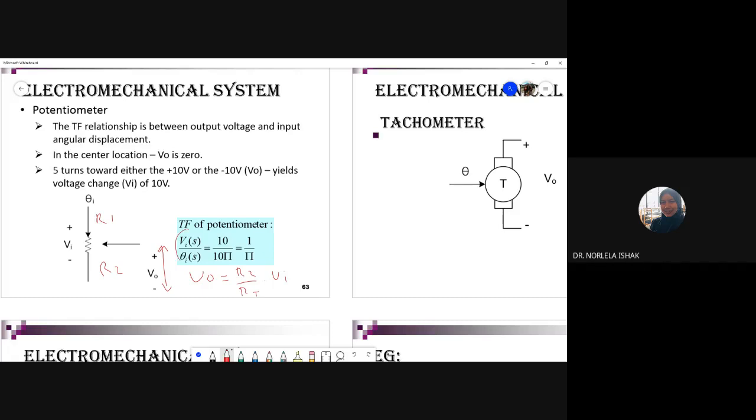Let me check this question. I think something is wrong with this question. Supposedly the output is V naught, Vi is the input and the resistance is a gain. Let me check this one. So I put Ki for this potentiometer symbol. After this, I will come back.